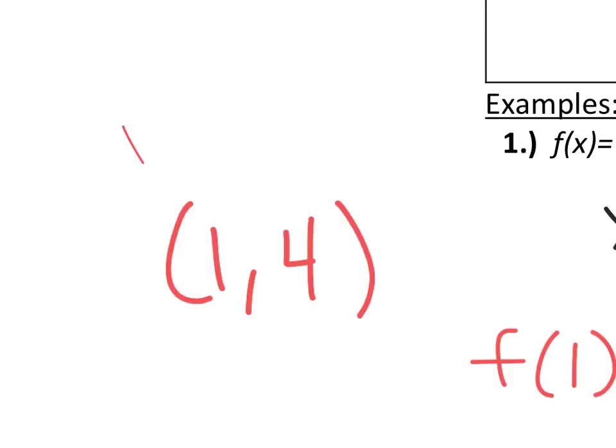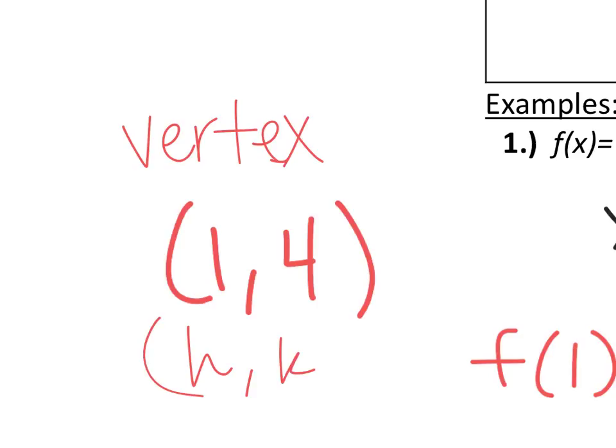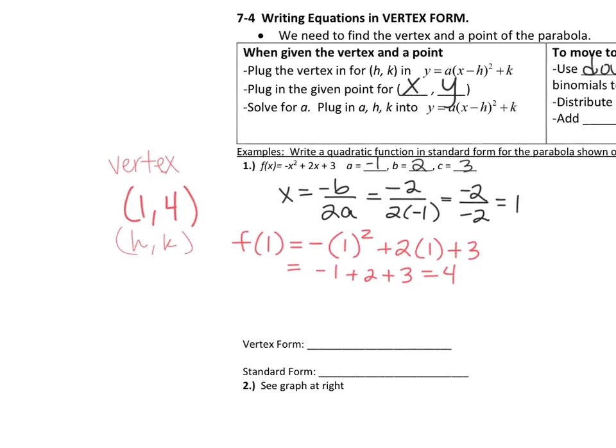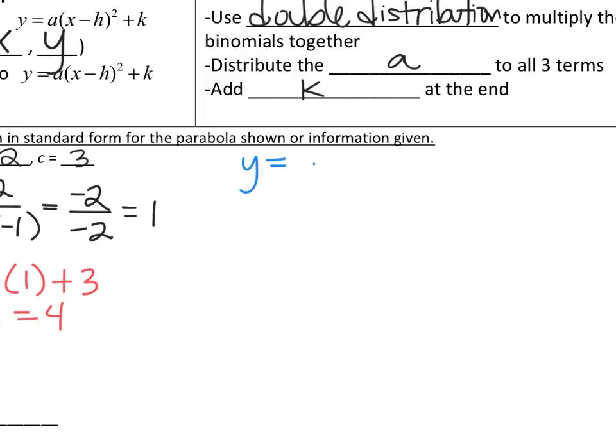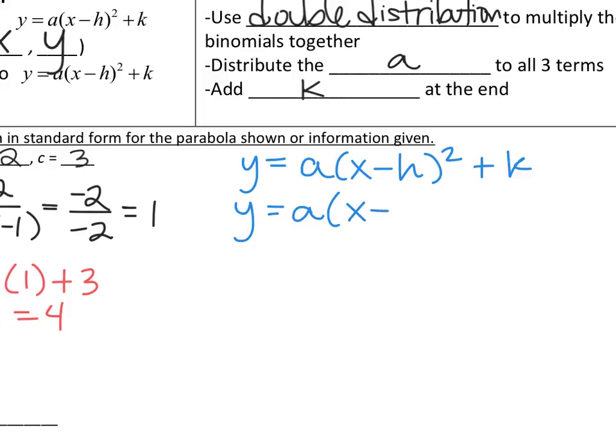So let's make sure we understand. This is a vertex. This is h, k. This is vertex form, a times (x minus h) squared plus k. We know that h is 1 and k is 4. So let's replace those numbers. Make sure that it stays x minus 1 squared plus 4. Remember, we changed the sign on the h. We're just subtracting that value.